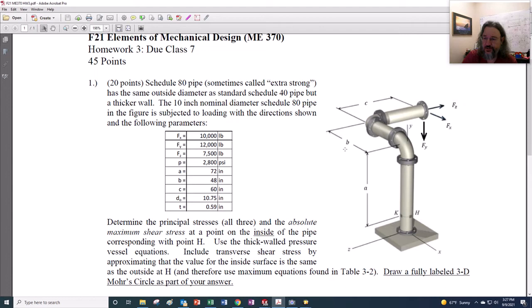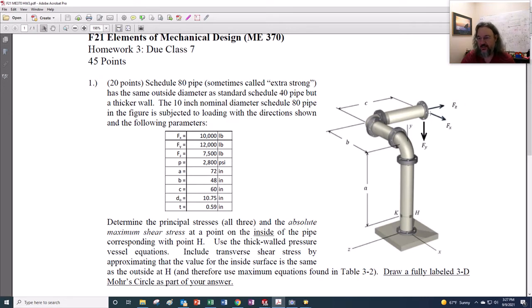It's 72 inches tall by 48 inches in the X direction, labeled B here, and then an additional 60 inches in the Z direction right there. So it comes up like 6 feet, 4 feet, and then 5 feet. And the forces are all in the negative direction here.